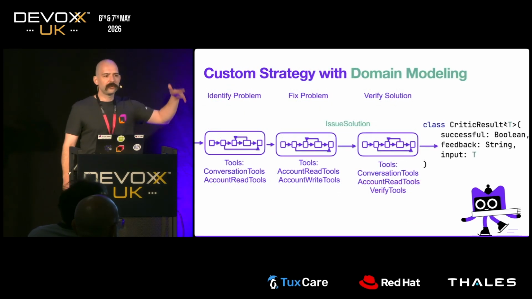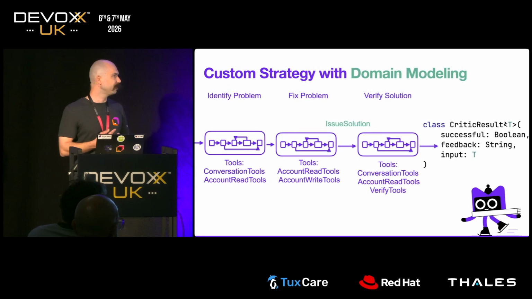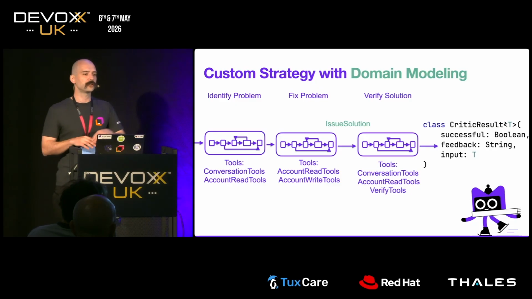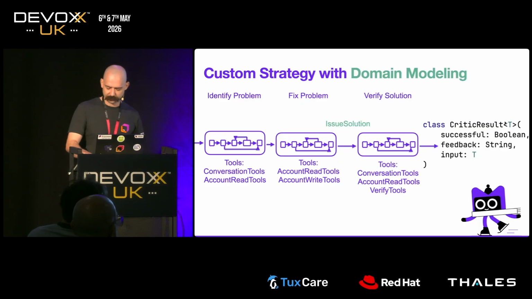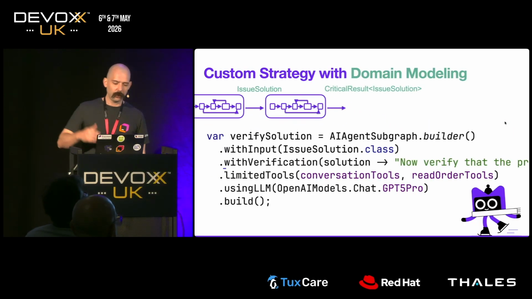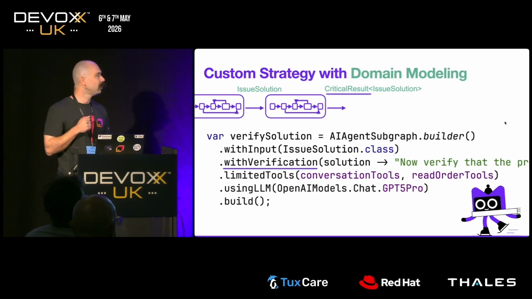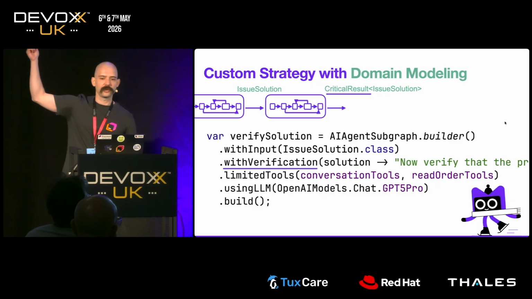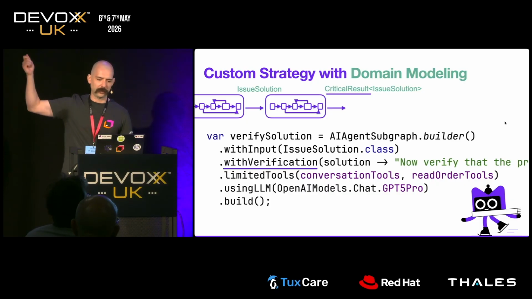So now we need to go to some review or verification step, right? So I have different tools again. And interesting, the verify subgraph returns a critical result of the input type. So what does that look like? Well, we again have a simple subgraph, but we do not specify any output type. We use the with verification builder method, and that automatically sets the critical result as the output type.